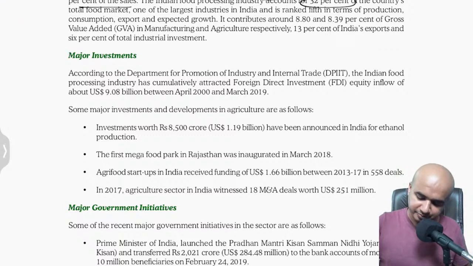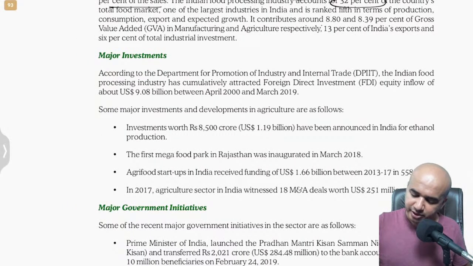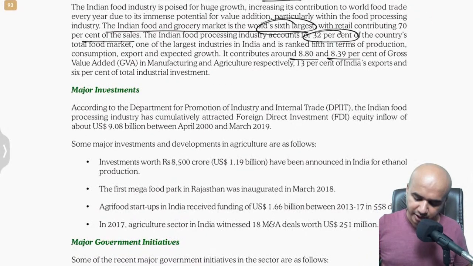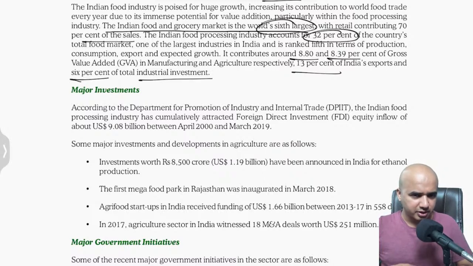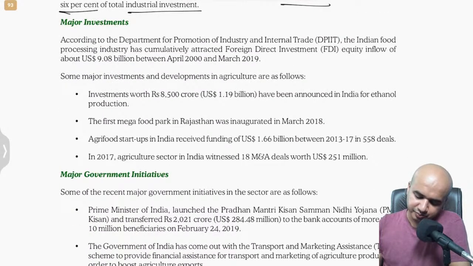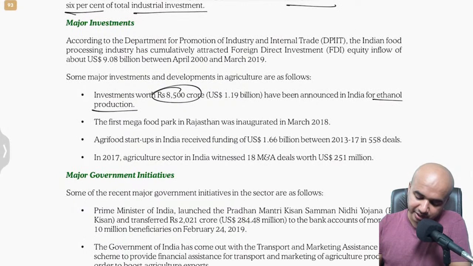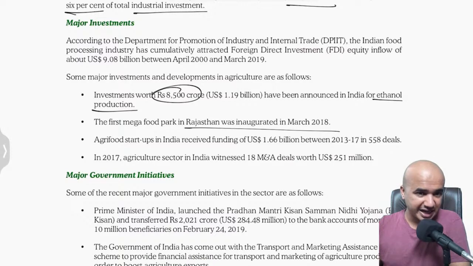This is also important: it contributes around 8.8 and 8.39% of gross value added in manufacturing and agriculture respectively, 13% of India's exports, and 6% of India's total industrial investment. That is also important. Try to remember this data. Now, major investments. Investments worth 8,500 crores have been announced in India for ethanol production. The first mega food park in Rajasthan was inaugurated in March 2018. Again, they may ask this question.